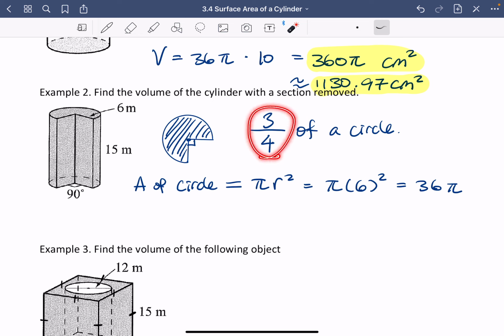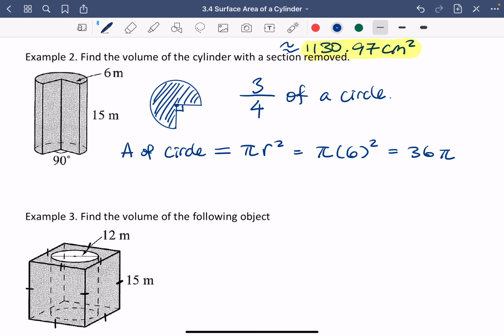If you have a percent or a fraction of something, it means that fraction or that percent times the number or the things after, right? So the area of this base here is actually 3/4 times what? Times the area of a circle. So area of a circle again is 36 pi.